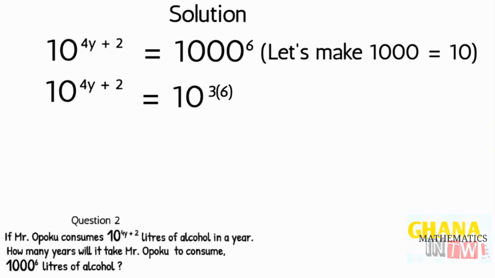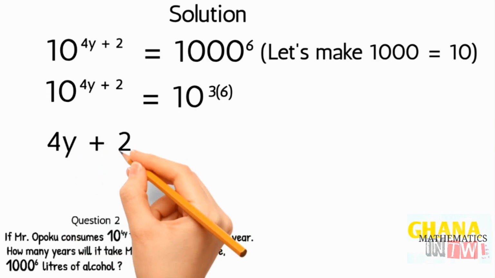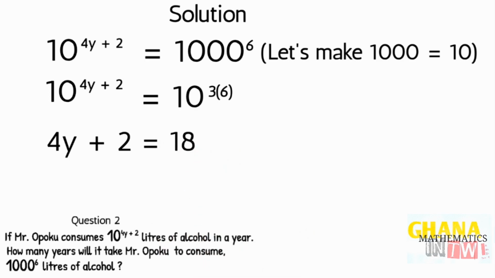Or in indices, we can add the powers of the bases. If we multiply 10 by 10 by 10, we can add the powers of the 10 to get 3. I'll further explain this sometime, but let's say that the 1000 has 3 zeros, so that is the power 3, and 3 multiplied by 6 is 18.